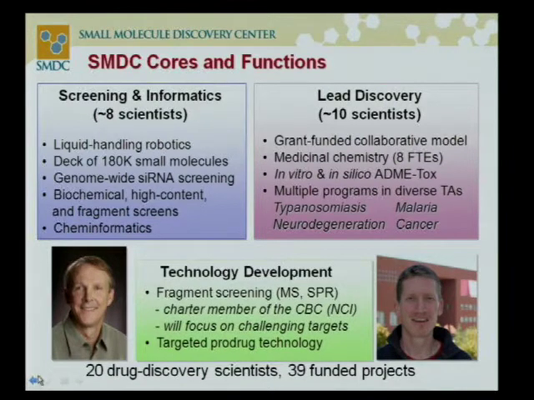I won't talk about fragment screening today, but something that happened recently that I think is really exciting for us is that the National Cancer Institute is seeking to reinvigorate their drug discovery engine. And so they enlisted the help of about 10 or 11 academic institutions that focus in early stage drug discovery, and we're the focus in fragment-based drug discovery, to help be the engine for lead discovery and target validation for the NCI. So that's called the Chemical Biology Consortium, and we'll be focusing on challenging targets there, particularly protein-protein interactions and allosterically regulated enzymes.